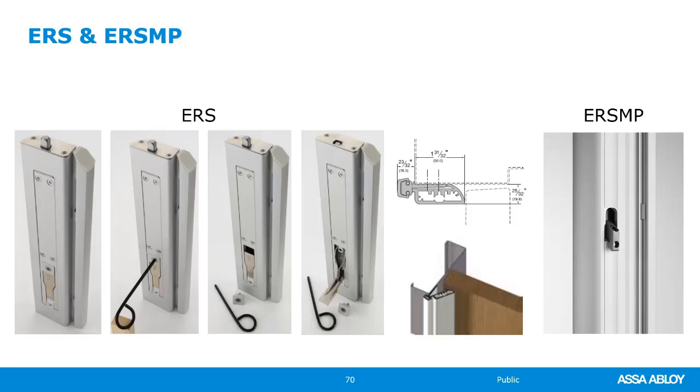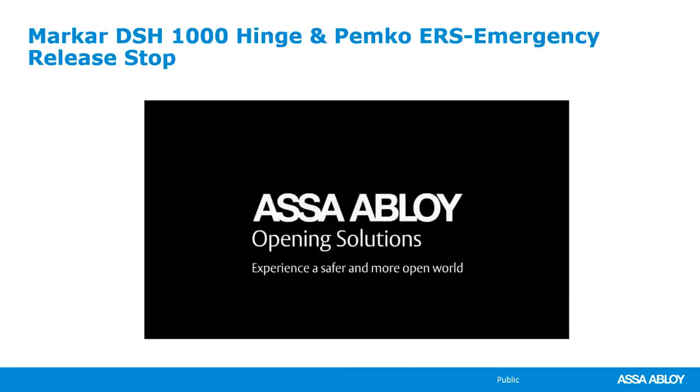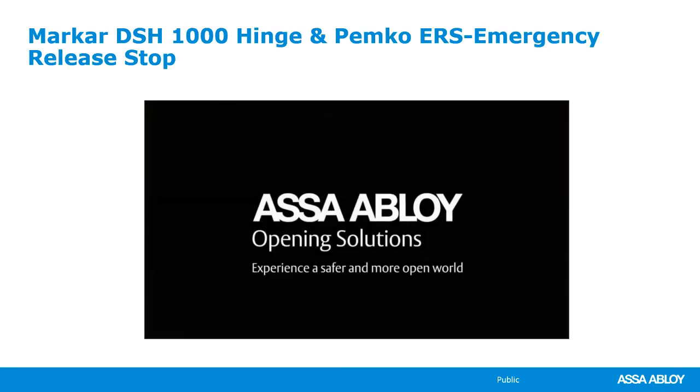This is what the door stops against. In case of an emergency, somebody could have collapsed and you can't get the door open. You can use the tools to open this stop and now open the door out, because as you saw, the two hinges swing both ways. Let's take a look at this.